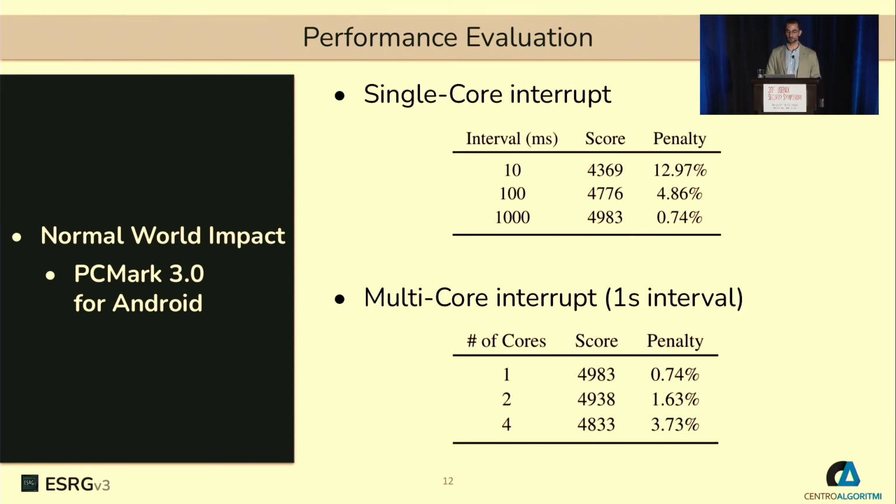at the same time. And in this scenario, we involve multiple cores interrupting the workload at 1-second intervals. And as you can see, the worst case scenario is when all 4 cores are trying to execute a zone simultaneously. And in this case, the penalty for the benchmark is nearly 4%.